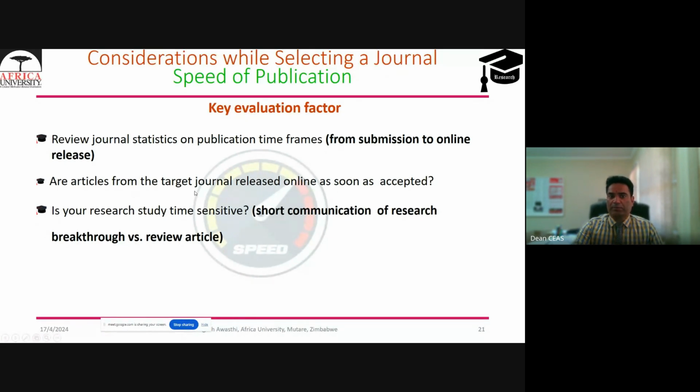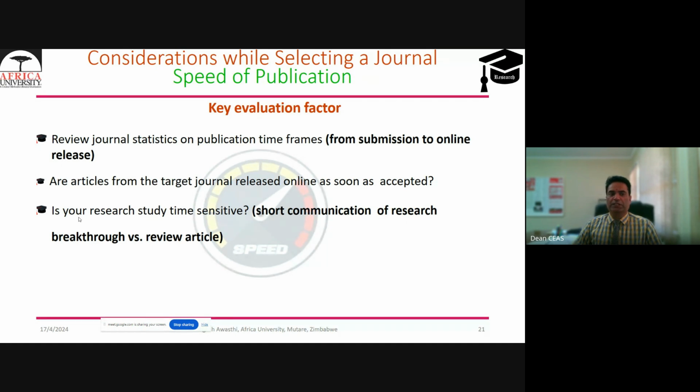Are the articles from the target journal released online as soon as accepted? This is also important. It means that one side you make your payment, and overnight you get everything online. Is your research study time sensitive? Short communications, research breakthroughs, or review articles. So we can also check that.